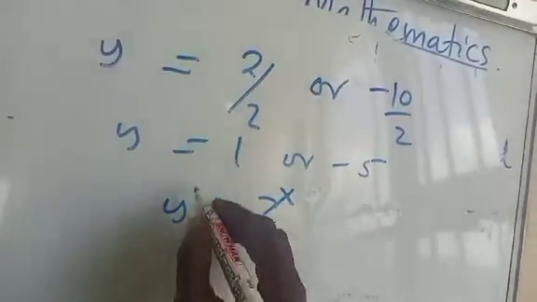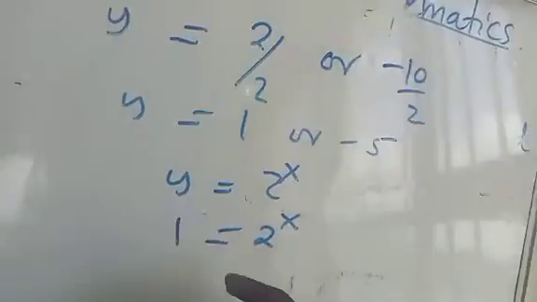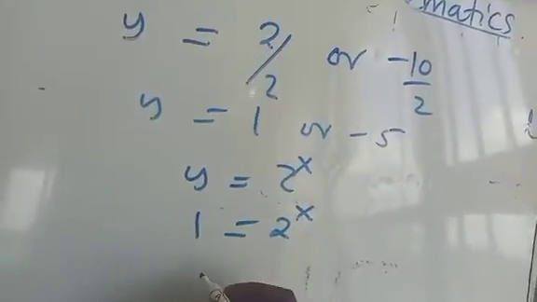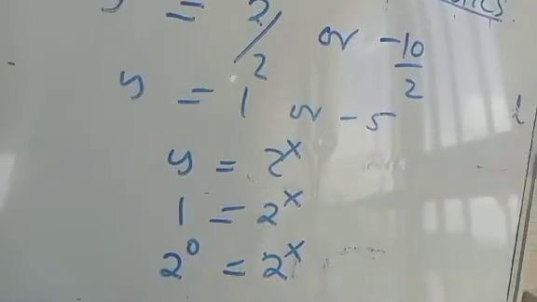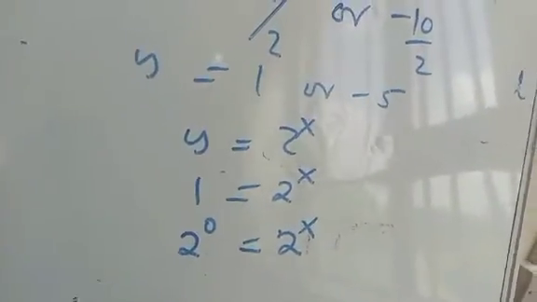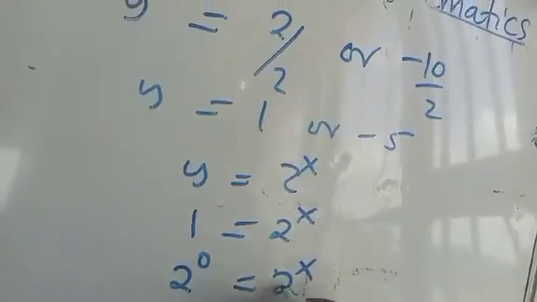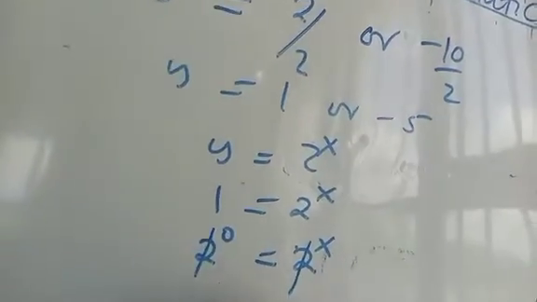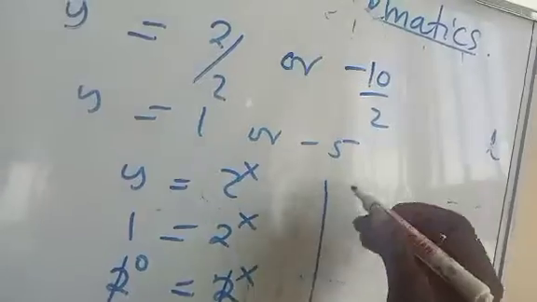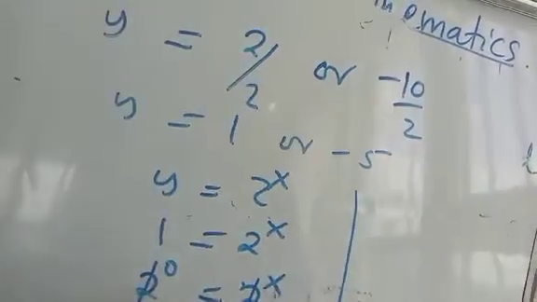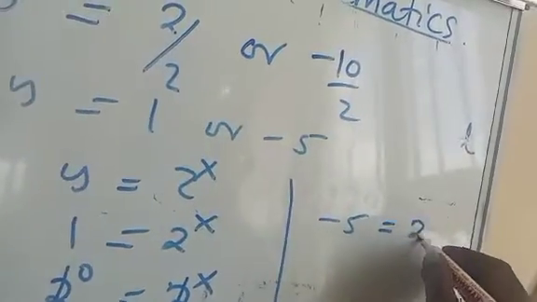So if y is equal to 1, then 2^x = 1. Here we know that 1 is equal to 2^0, which is equal to 2^x. So we can cancel out 2 and 2 because the bases are the same, and we remain with x = 0. On the other hand, we can use negative 5 as one of the values of y. So negative 5 will be equal to 2^x.